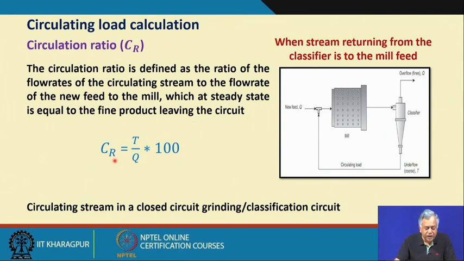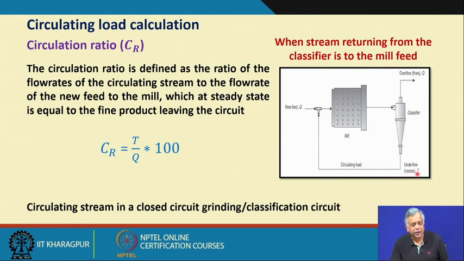Okay. So CR, here you see, that is the new feed, Q, and this is the overflow fines, designated as Q, and the underflow, the coarse material, is designated as T. Then CR is equal to T by Q, the ratio of the flow rate of the circulating stream to the flow rate of the new feed. So what is the flow rate of the circulating stream? That is T, whatever is coming from the cyclone underflow. So that is the circulating stream.